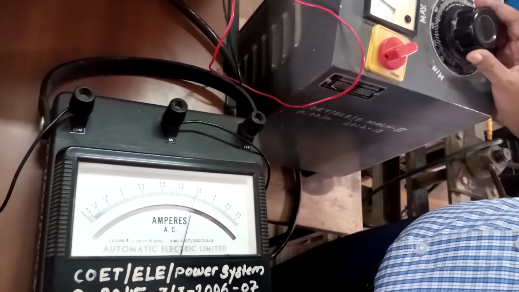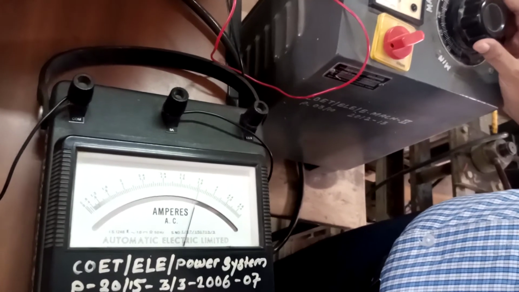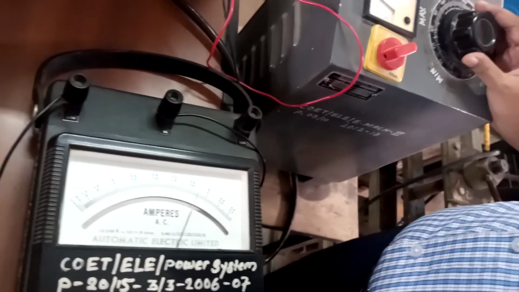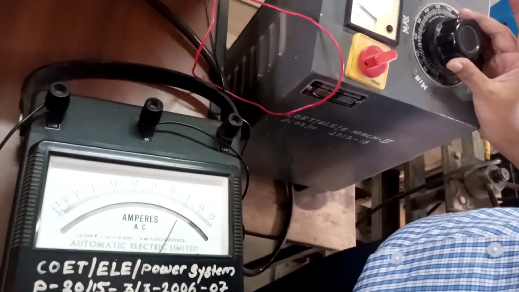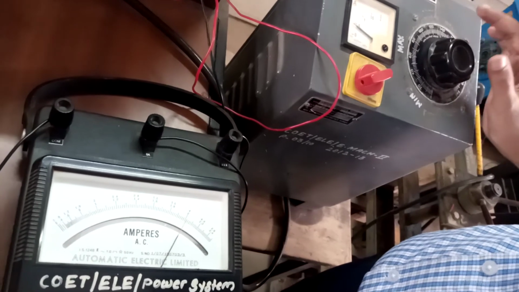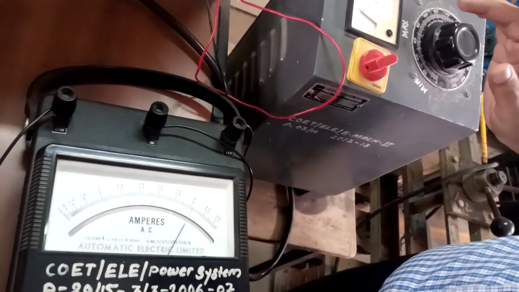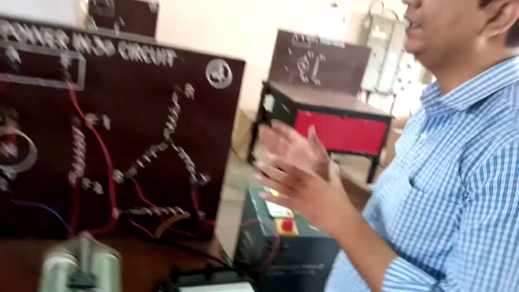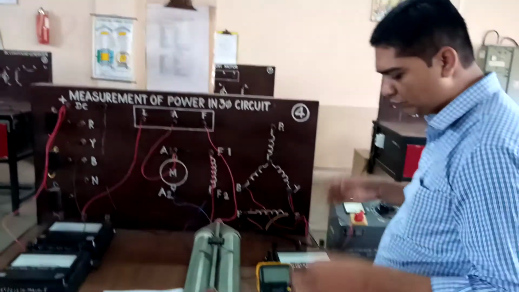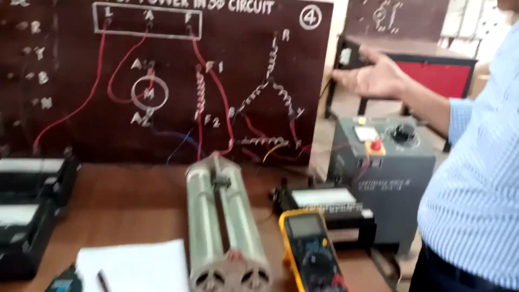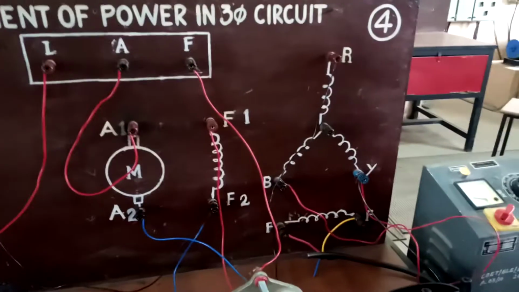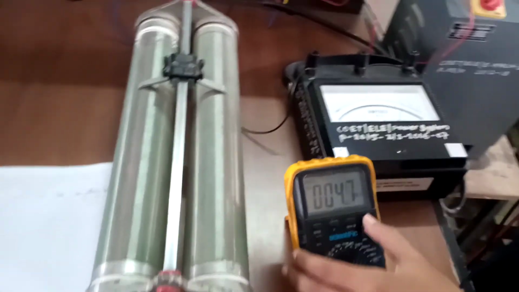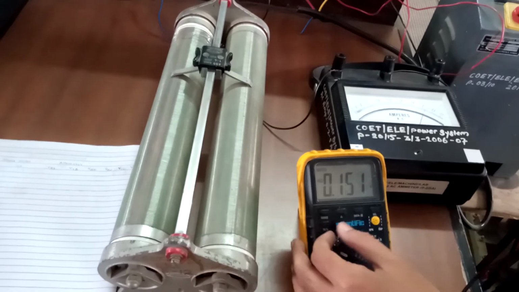As you can see, the current is increasing. Now the current is 3.6 ampere. Now the current magnitude is 4.2, 4.3 ampere. Okay, now the alternator is running at a rated condition, means if you check the voltage, you will not get the voltage because the three phases are short circuited. So for measuring the voltage, we'll use this voltmeter, digital voltmeter.